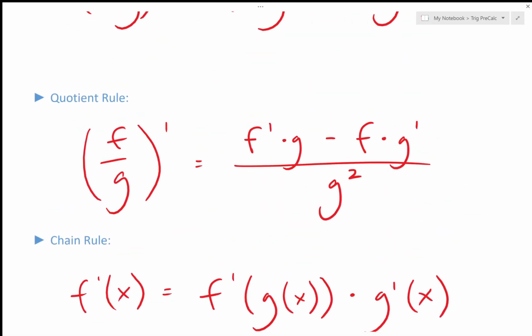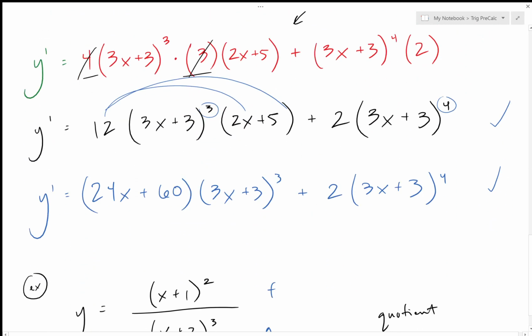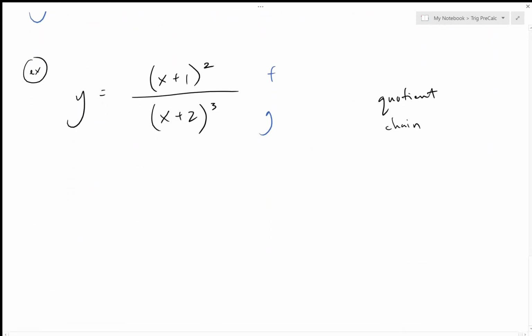f prime times g minus f times g prime over g squared. If you want to think about it as top and bottom, you can do that too. So the quotient rule is going to be f prime times g minus f times g prime over g squared. So we can set that up. Alright, let's set up this whole big thing.